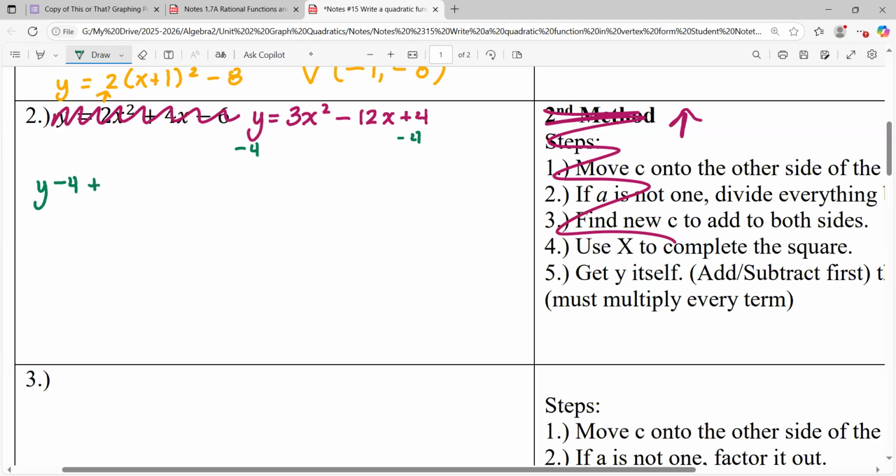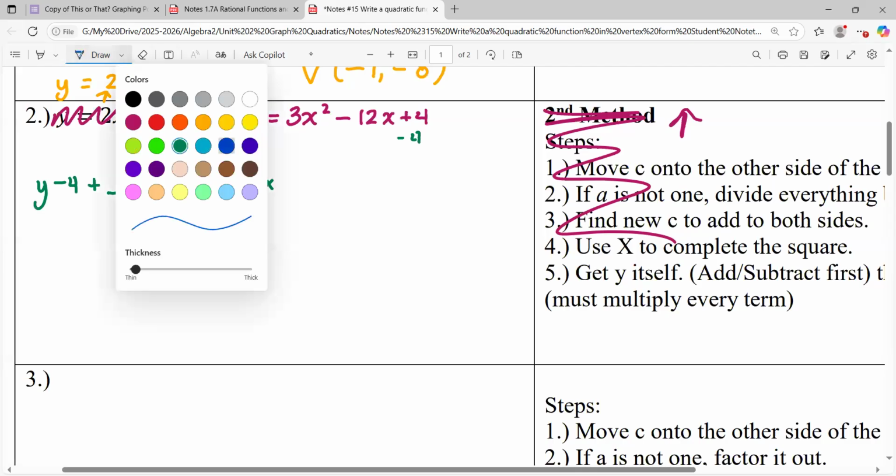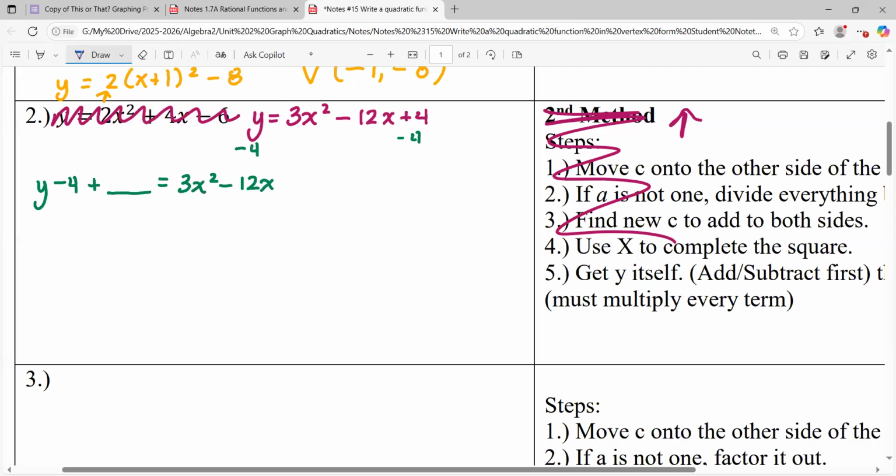Don't forget your plus the blank equals 3x squared minus 12x, right? But what is wrong with this problem? A does not equal 1, right? So I'm going to divide it out or factor it out of this side. If I factor it out of this side, where am I going to put it? Right here, right? So what do we have left? x squared minus 12 divided by 3 is what? 4x plus your blank.